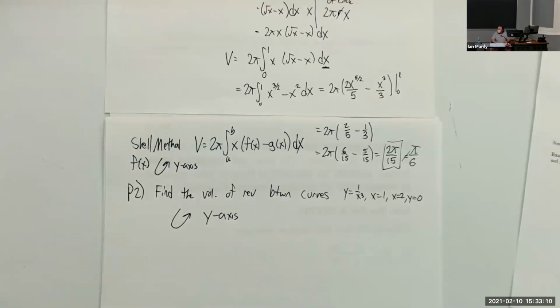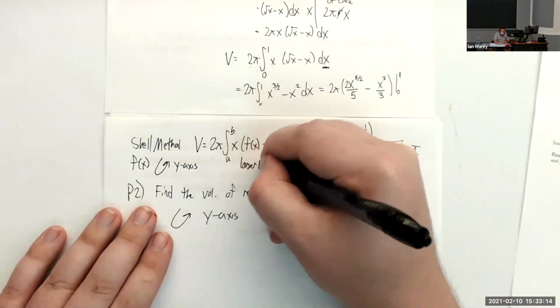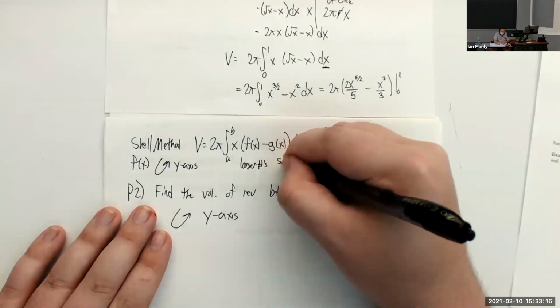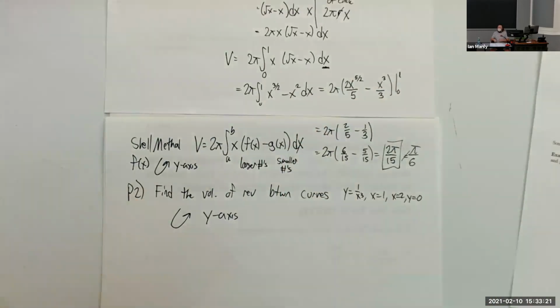Is f of x closer to the x or y axis? F of x has larger numbers and g of x has smaller values. Remember, this is still a volume, so we want to end up having something positive.